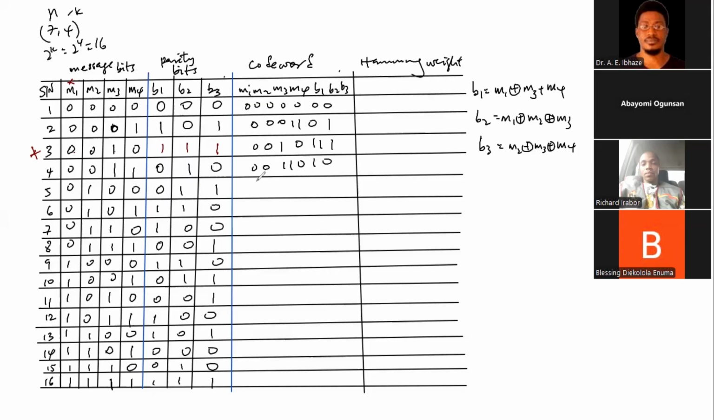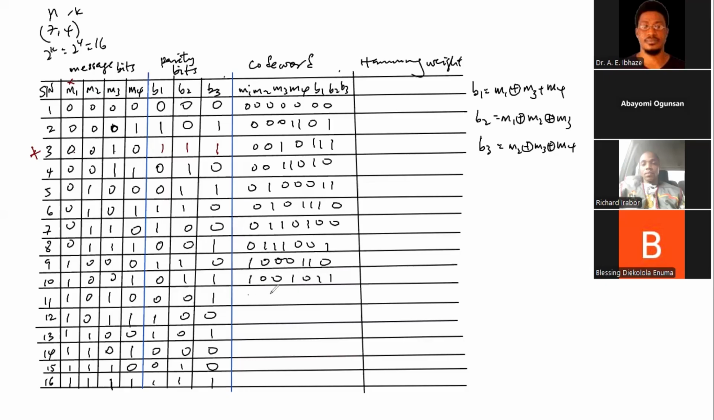Then this will be 0, 1, 0, 0, 0, 1, 1. Then this will be 0, 1, 0, 1, 1, 1, 0. And this will be 0, 1, 1, 0, 1, 0, 0. And this is 0, 1, 1, 1, 0, 0, 1. And this will be 1, 0, 0, 0, 1, 1, 0. This will be 1, 0, 0, 1, 0, 1, 1.